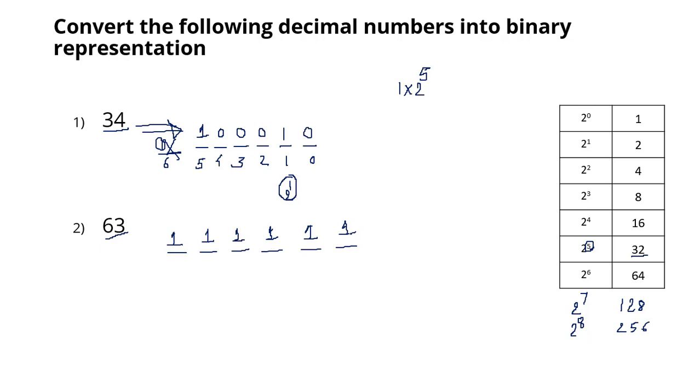Do the sum of all this, friends: 32 plus 16 plus 8 plus 4 plus 2 plus 1. So at all positions I need 1.